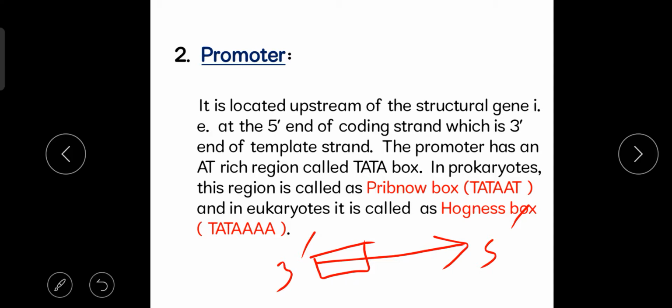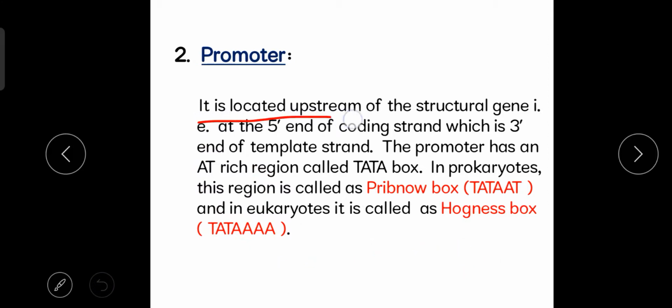The promoter is nothing but some specific nitrogenous bases of the DNA strand, and this promoter site is an AT rich region. AT rich means: A for adenine, T for thymine. That means this promoter site contains an abundance of adenine and thymine bases. Remember, the promoter site is located upstream of the structural gene.